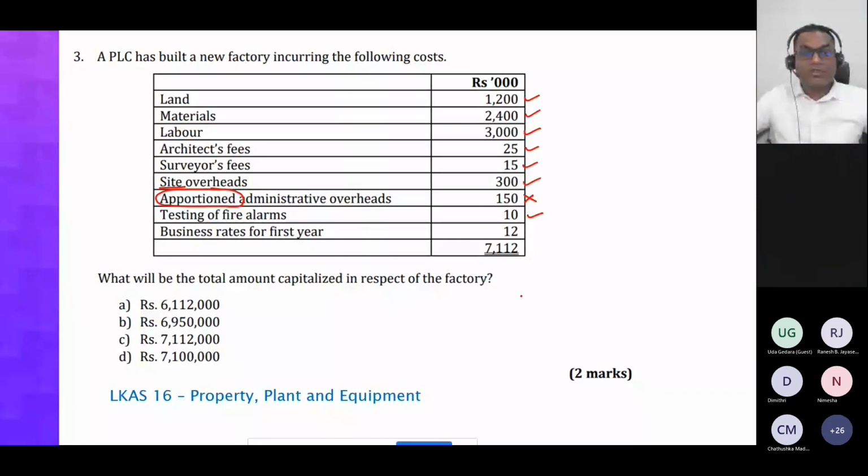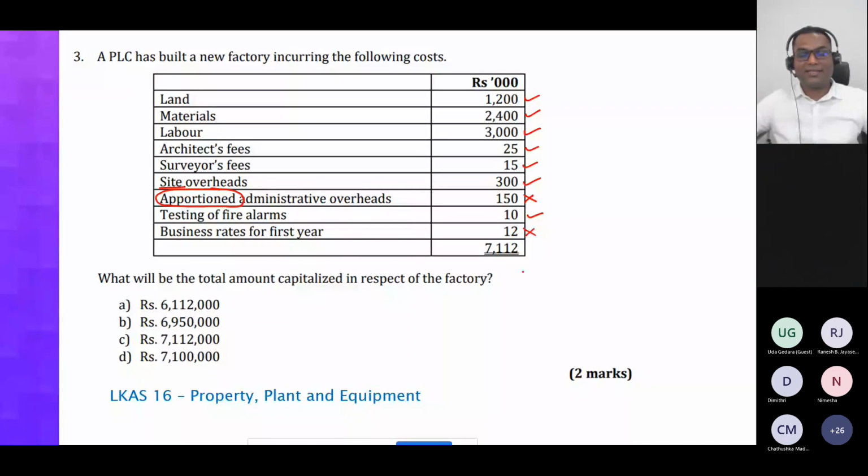Then business rates for the first year. Now business rates, that is something which you incur during the year, right? So this is not something which you can capitalize. This is not a directly attributable cost for the factory construction. Okay, so which you can't capitalize, right?